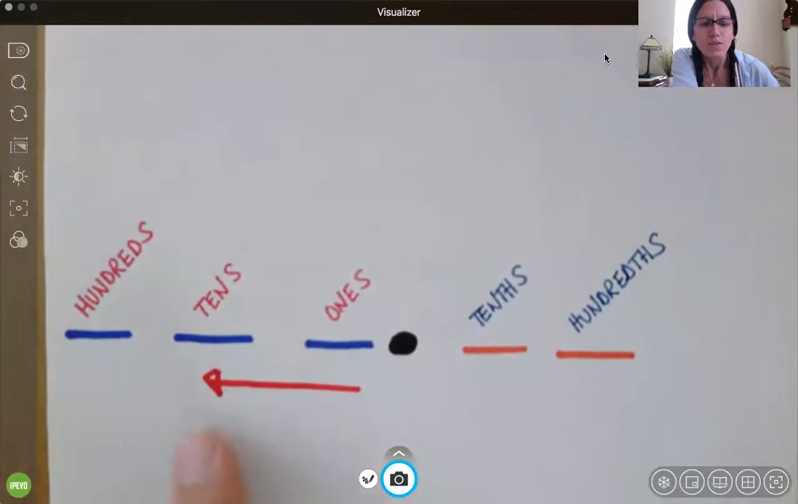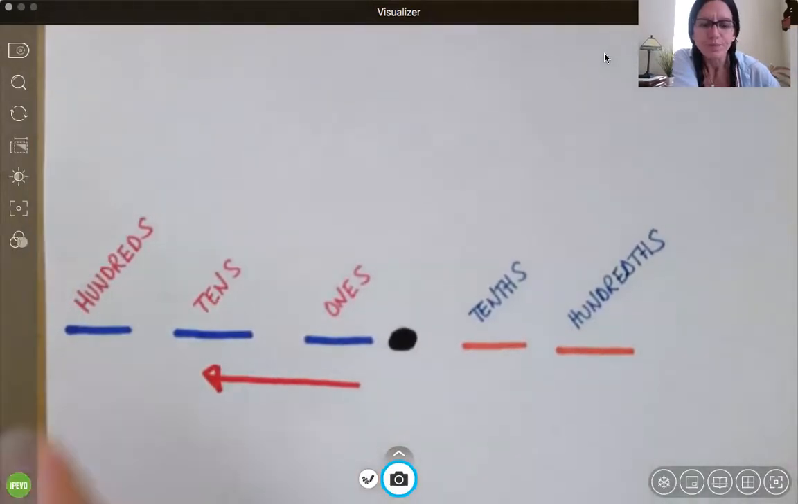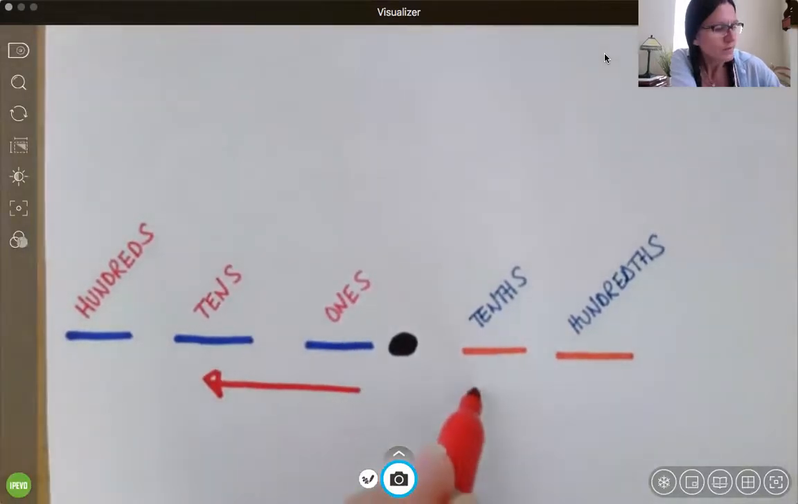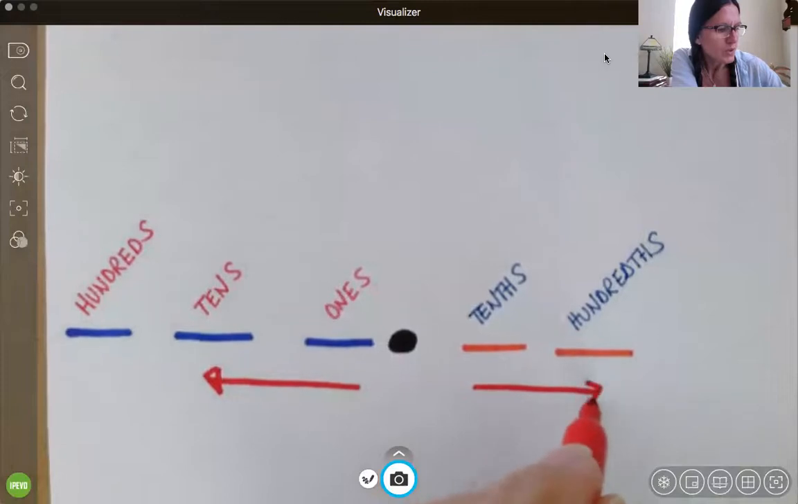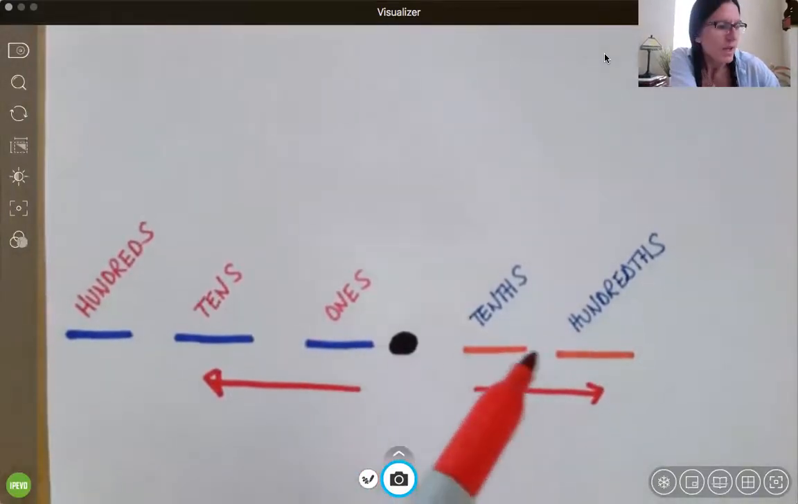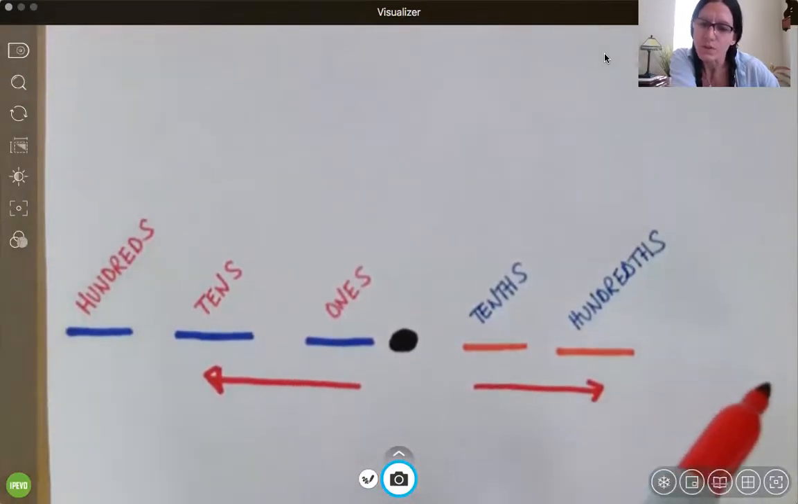Okay, so we have our ones, our tens, and our hundreds. And to the right, we have our first decimal place, which is the tenths place, and then we have the hundredths, and then we have the thousandths, and so on.